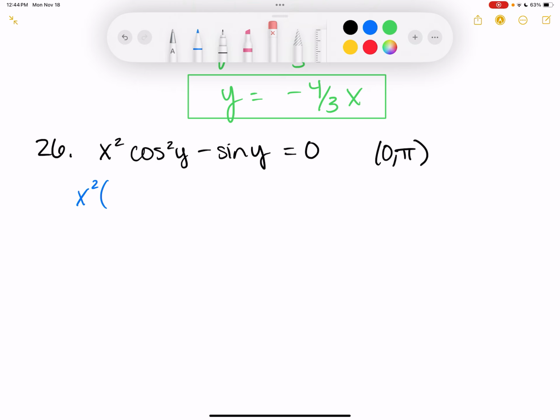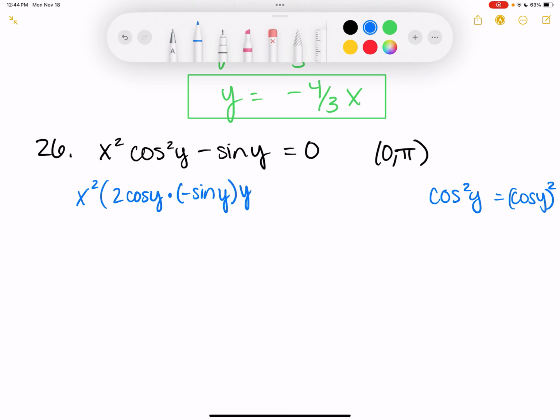You're missing a piece. Remember that cosine squared y is the same as cosine of y squared. So you just took the derivative of the inside without doing the outside part. So we would need 2 cosine y times the negative sine of y times y prime.